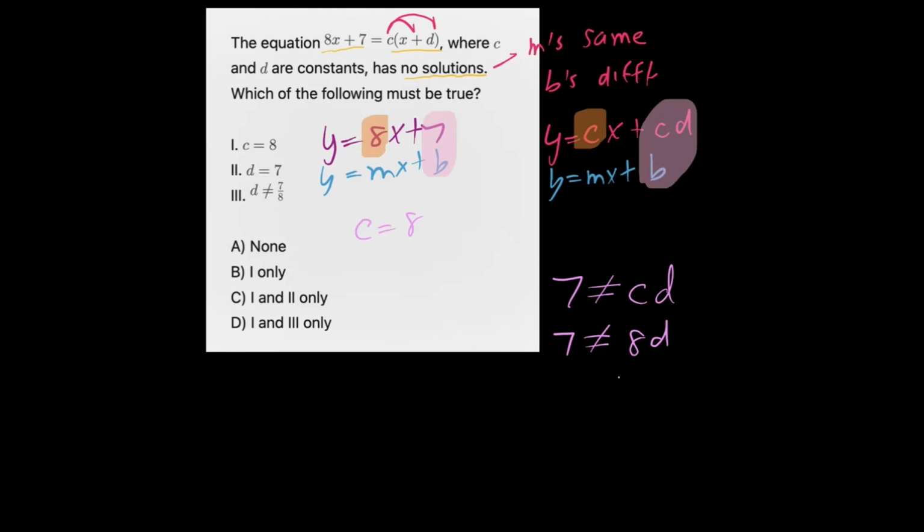And if we had an equal sign here instead of a not equal sign, the next thing to do would be to divide both sides by 8. And so let's treat it just like that. Let's divide both sides by 8. And what we'll get is d is not equal to 7 over 8. And that's what we have right here. d is not equal to 7 over 8. So we found out that c was 8 and d was not 7 over 8. And so the answer here is D.